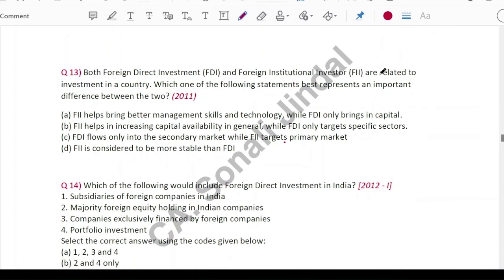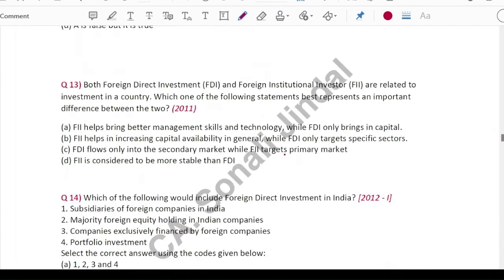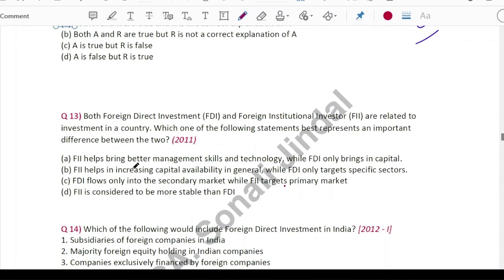FDI and FII are related to the investment in the country. Which one of the following statements best represents an important difference between the two? Let's read first statement. FII brings better management skills. No, here it needs to be FDI. FDI brings only capital. No, this is true for the FII. FII helps in increasing the capital availability in general, while FDI only targets specific sectors. This is true. Let's read other statements.